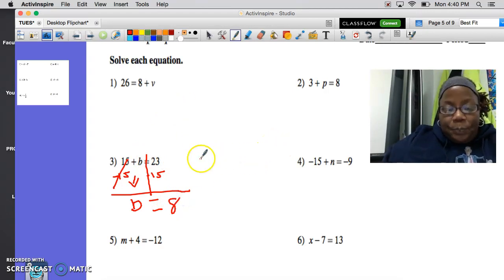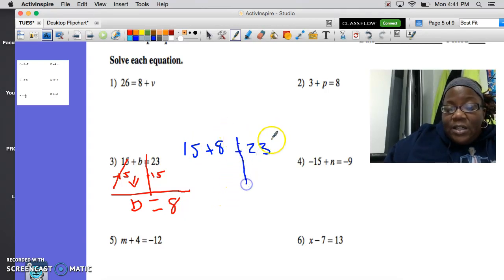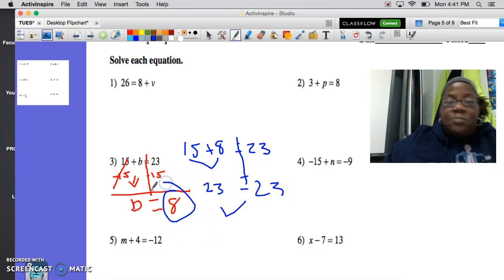Now, real quick, just while I have your attention, okay? Here's the thing. How do you know if your answer is correct? Easy. First, rewrite the original problem. See that? 15 plus B. Remember, we just said B is 8. So instead of putting B, put 8. So 15 plus 8 equals 23. Is that correct? One way to find out. You have 23 on this side of the street. Let's add these. That's 23. So I have 23 equals 23. Is that correct? Yes, it is. So I know my answer is correct.